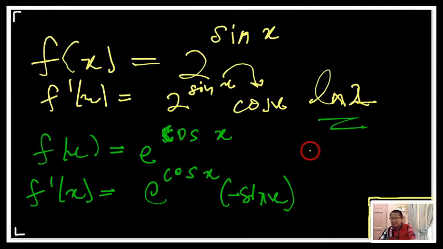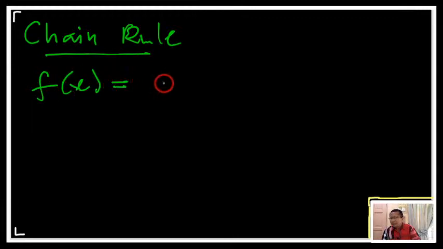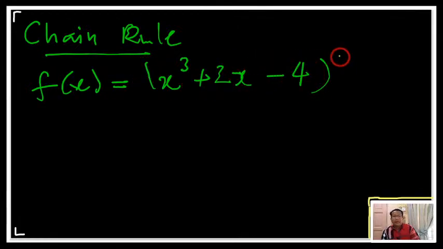Very easy, right? Next one is chain rule. You have f(x) equal to (x cubed + 2x - 4) to a very large power, for example 4. Power 2 is okay, very easy for you to do. But now let's say you have power 4 or power 100, it's not easy. But using chain rule, your life becomes simpler.